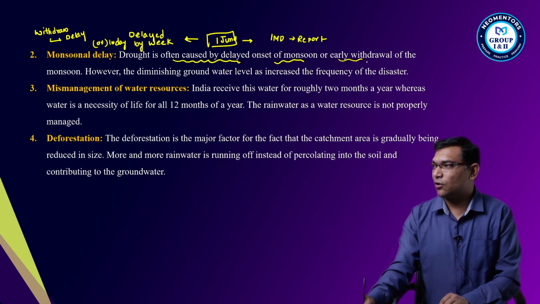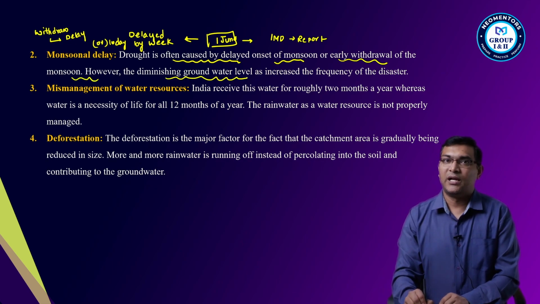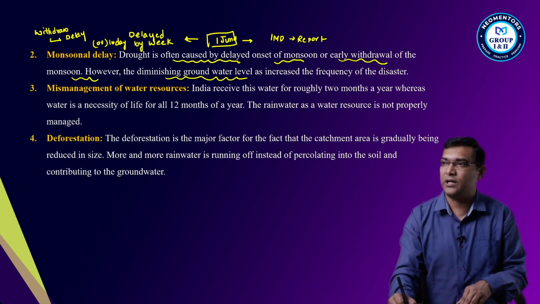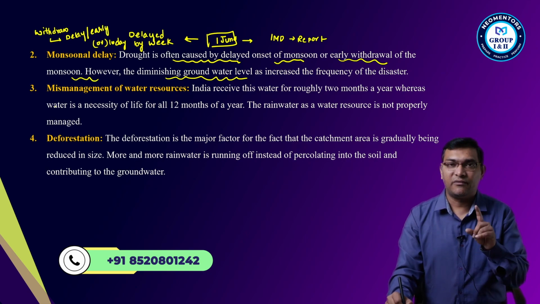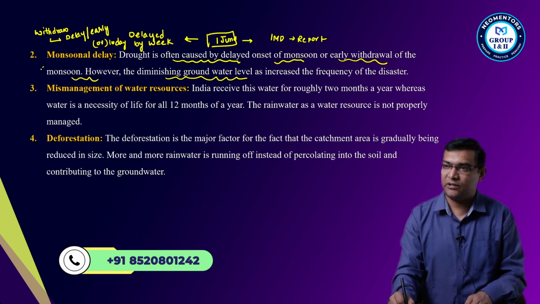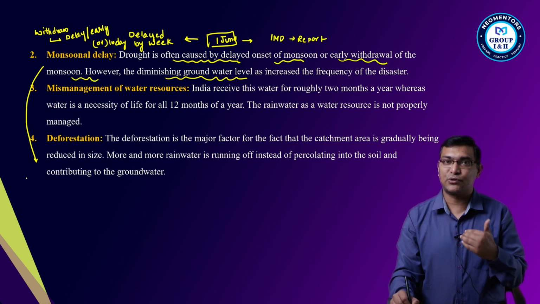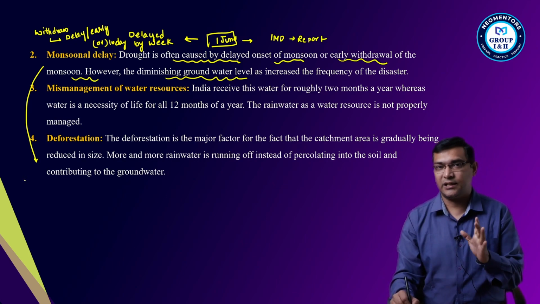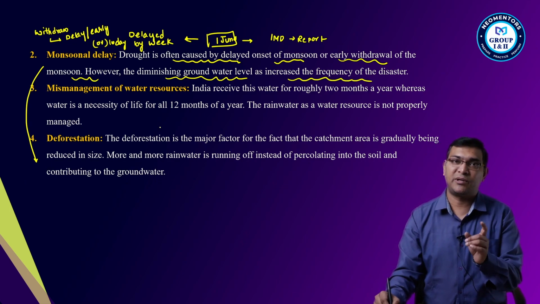So early withdrawal of the monsoons leads to diminishing groundwater levels. Sometimes there is a withdrawal delay and also early withdrawal. So what will happen? The amount of water which the area needs to get is delayed, and the groundwater recharge is also delayed. So there is an increase in the frequency of disasters, and mismanagement of water resources.